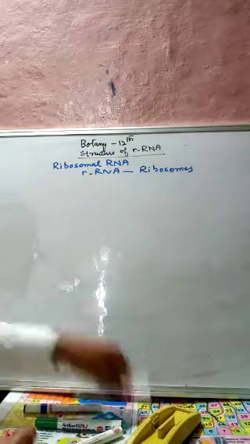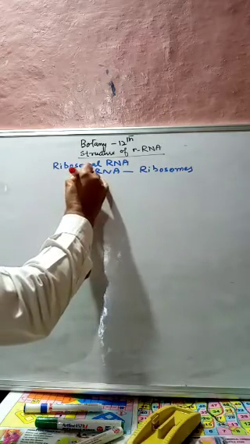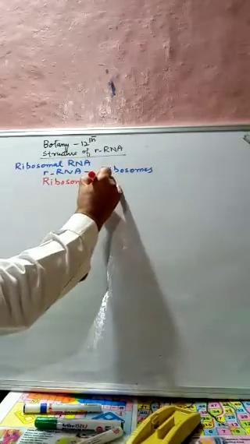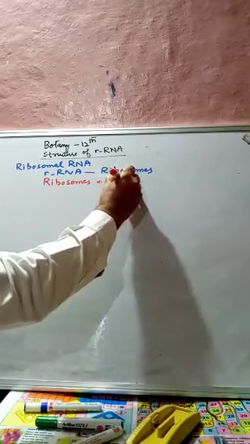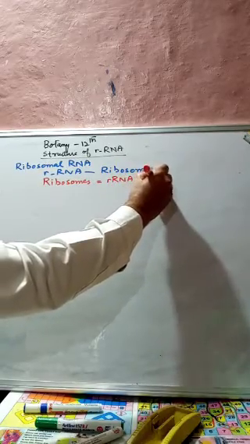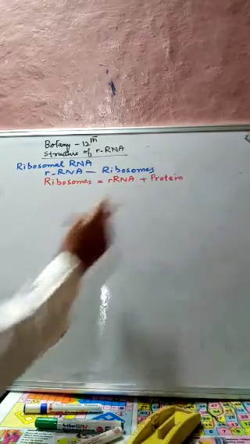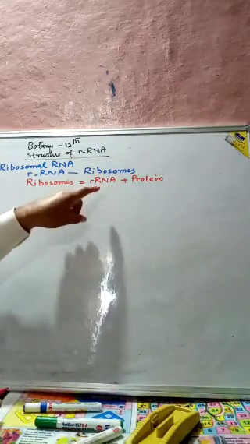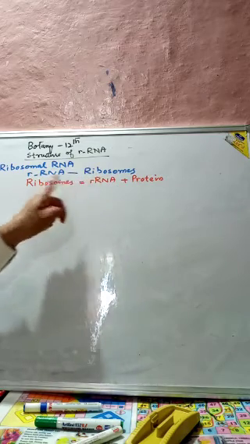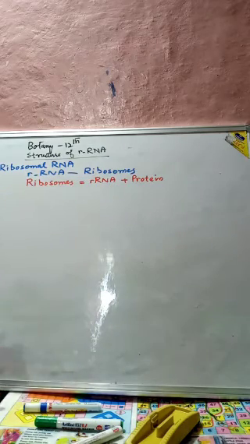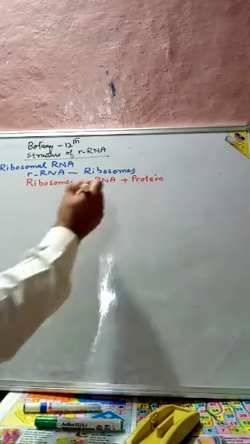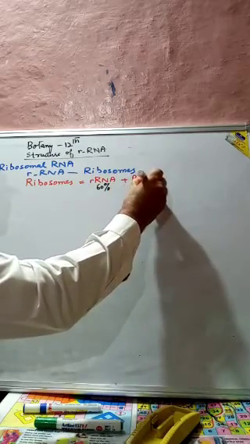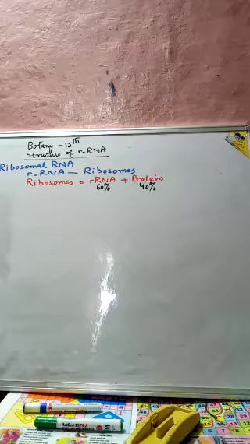Dear students, you know that ribosomes are equal to rRNA plus protein. So this ribosome is rRNA plus protein, and from this we find that these rRNA are found in the ribosome. This rRNA forms about 60% of the ribosome, and the protein forms about 40% of the ribosome.